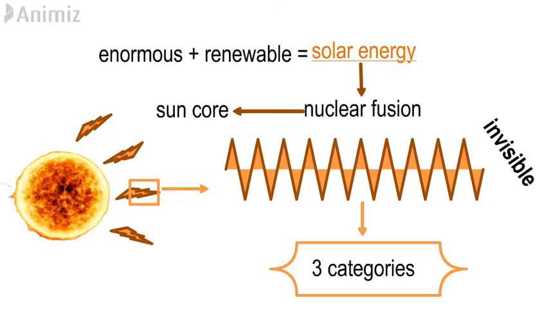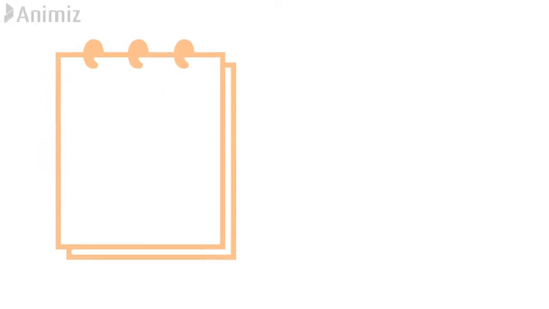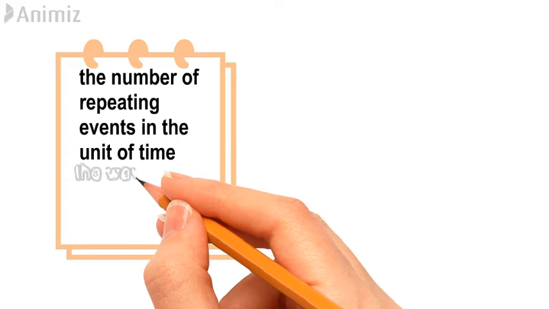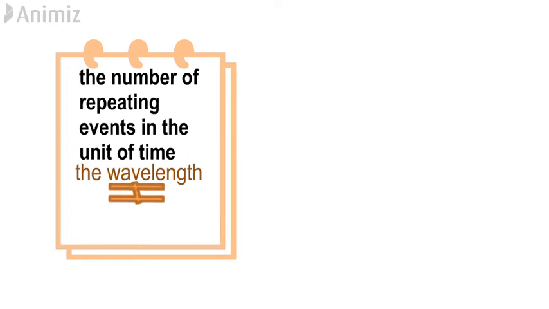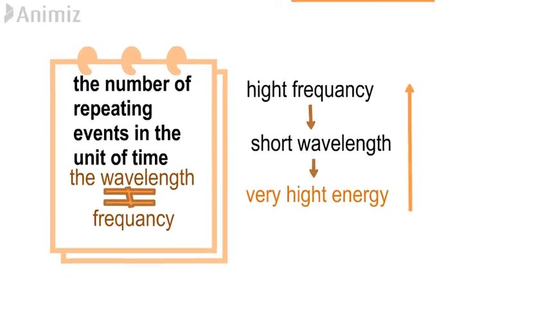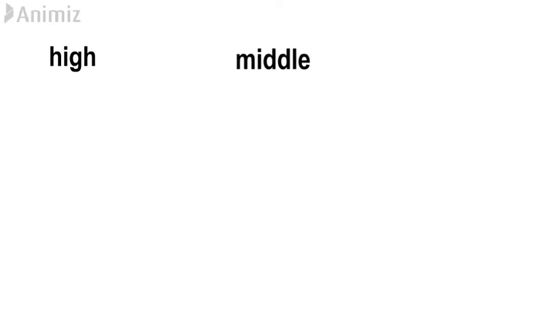But first of all, we have to know the meaning of a frequency. Well, listen. A frequency is the number of repeating events per unit of time. In our case, the event is the wavelength. These two notions are inversely proportional to each other. That means that waves with a high frequency have a short wavelength, and that's equal to very high energy, while the inverse is also true. Now coming back to the classification of the sun's radiation, which is high, middle, and low frequency.